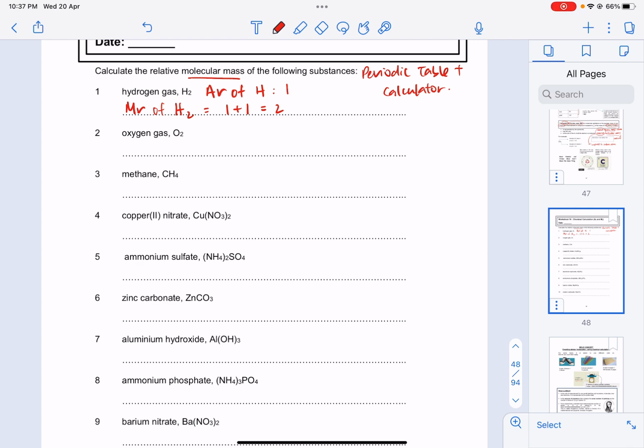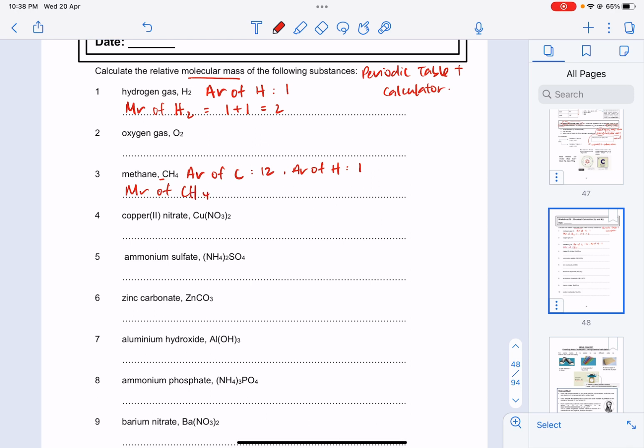Okay, next, let's try question 3. So for question 3, we have AR of carbon because there is a carbon over here, right? So AR of carbon is, refer to your periodic table. You may pause the video if you want to look at your periodic table. So AR of carbon is 12. And AR of hydrogen is 1. So what is the MR of CH4?